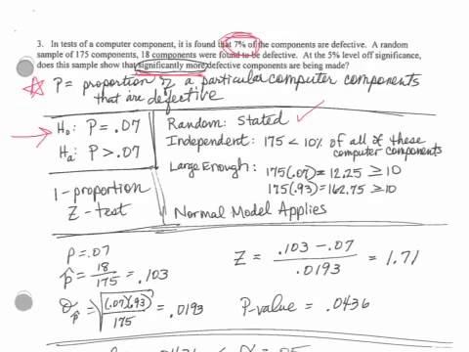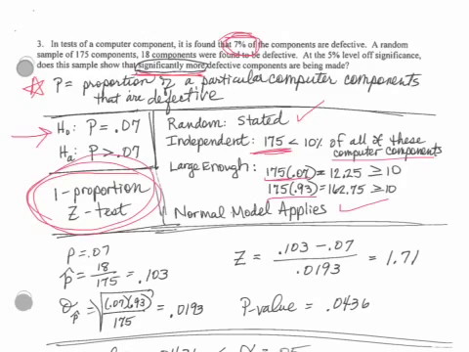Random is stated. We have just one proportion, so we are doing this one sample of 175, which is less than 10% of all of these types of computer components. Large enough: the sample size of 175 times the p-hat, or the claim, 0.07, is 12.25, greater than or equal to 10, and the other part of it is also greater than or equal to 10, so the normal model applies. This is a one proportion z-test.